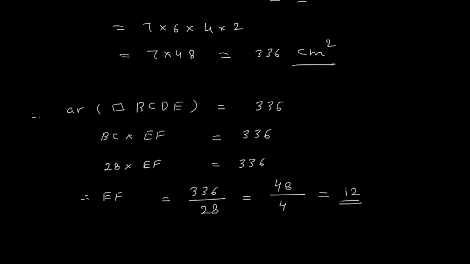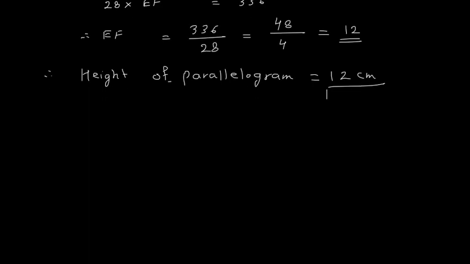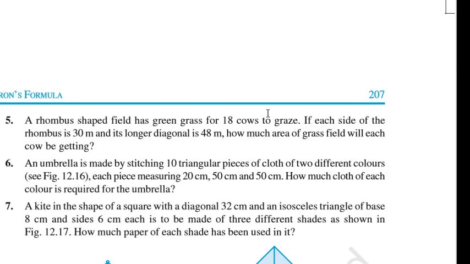7 4s are 28, 2 and 3, 5 6s are 56, 7 8s are 56 and 7 4s are 28, then with 4, 4 1s are 4, 4 2s are 8, 12. So EF is 12, therefore the height of the parallelogram is equal to 12 centimeter. This is the height of the parallelogram. Simple question, right? Okay. Now we see this fifth question.